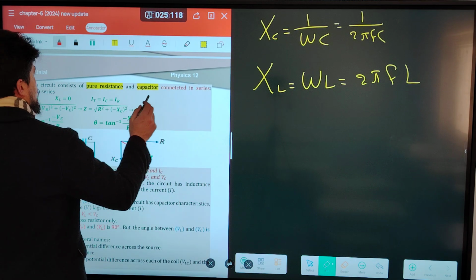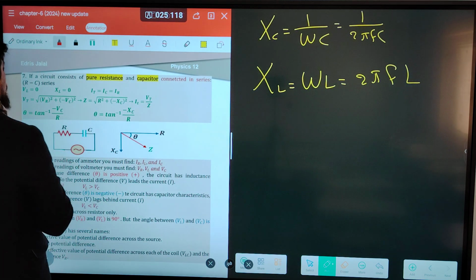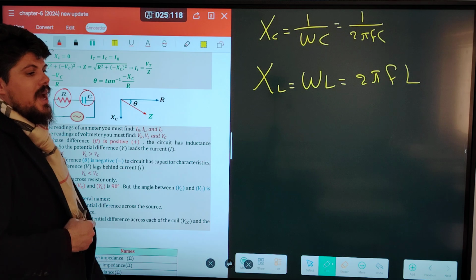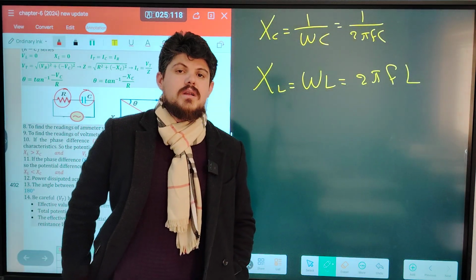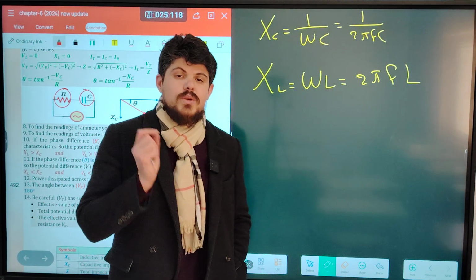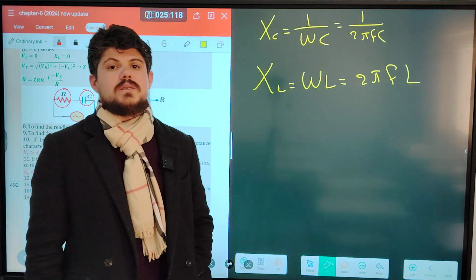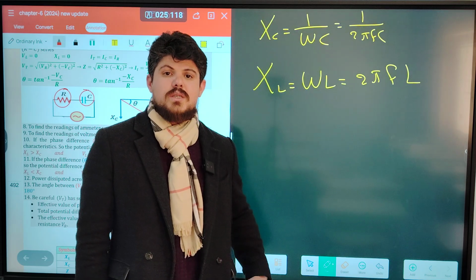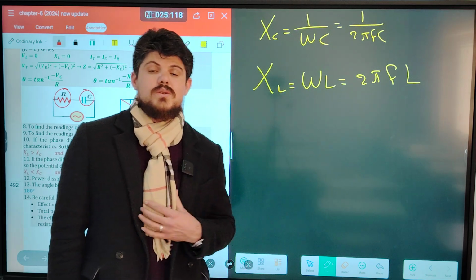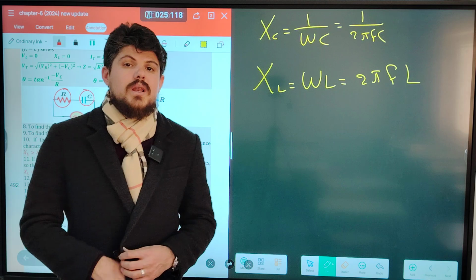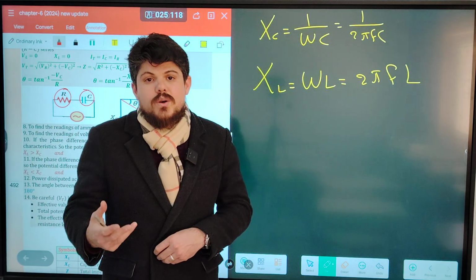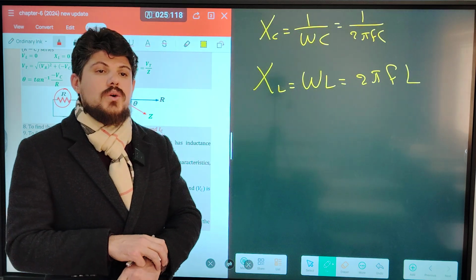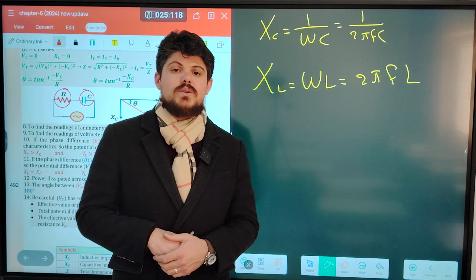If a circuit consists of a pure resistance and a capacitor connected in series, do we have a circuit without resistance in an RLC series connection? No, we don't have. The pure resistance must always exist in the circuit. It doesn't matter if this resistance is the pure resistance or the resistance of the coil, because sometimes the coil has resistance. Sometimes in some questions the coil is not pure. Be careful, guys. If the coil is not pure, it means the coil has resistance, so we have to count the resistance of the coil.